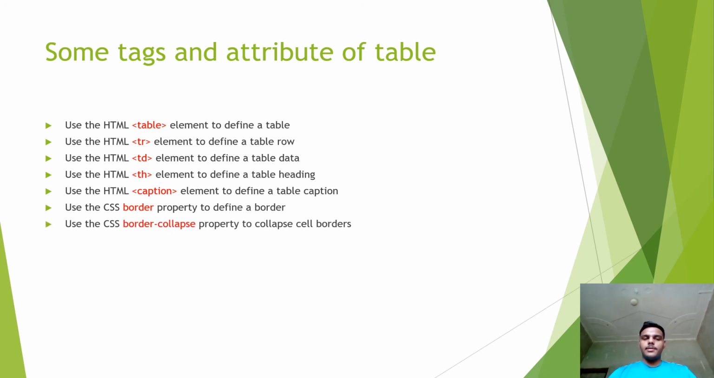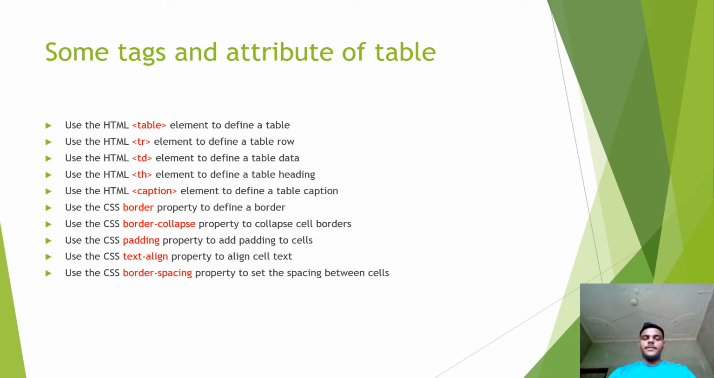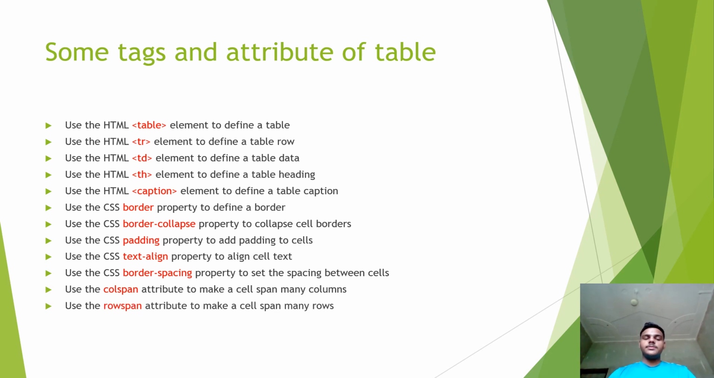The CSS border-collapse property is used to collapse cell borders. The CSS padding property is used to add padding to the cell. The CSS text-align property is used to align cell text. The CSS border-spacing property sets the space between cells. The colspan attribute makes a cell span many columns. The rowspan attribute makes a cell span many rows. The id attribute uniquely defines one table.